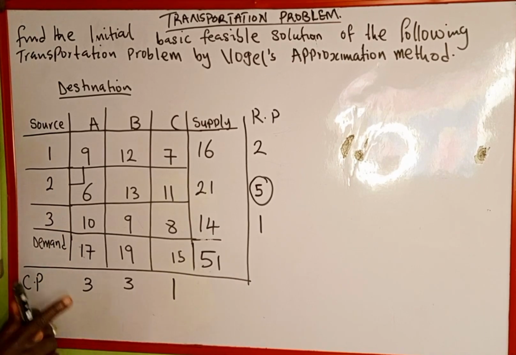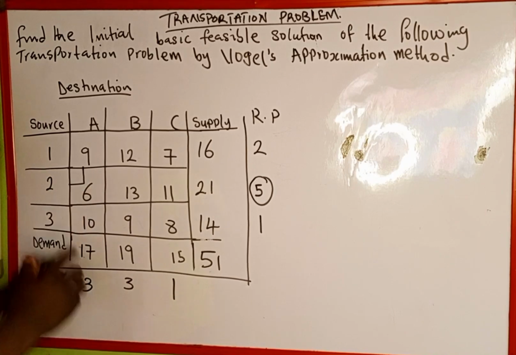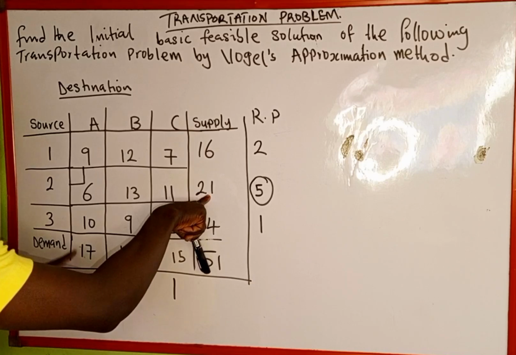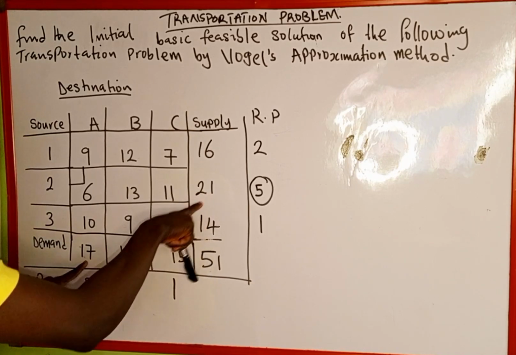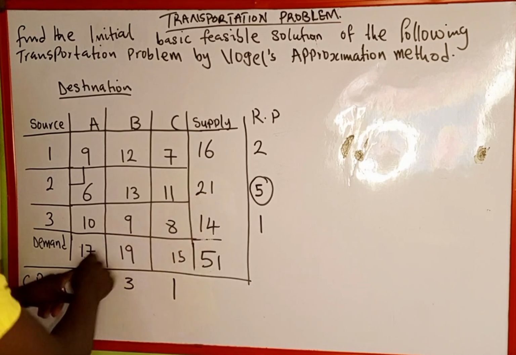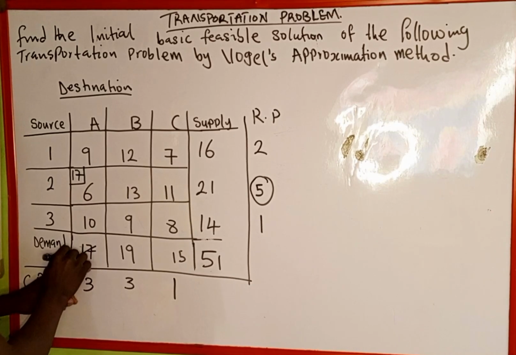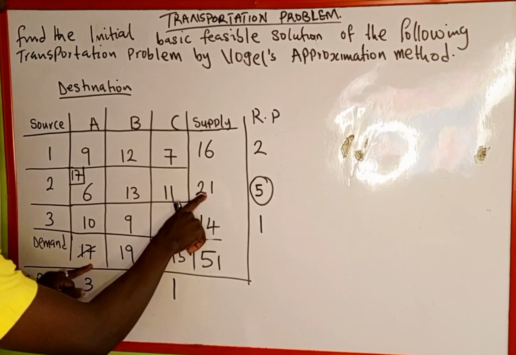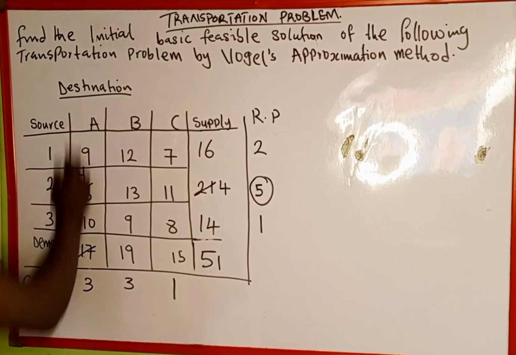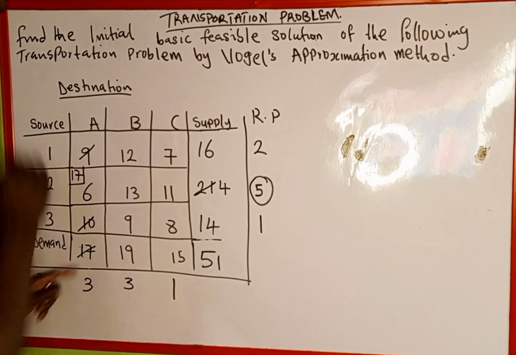Now, the next thing we're going to do is to consider the supply and the demand corresponding to this 6. The supply corresponding to this 6 is 21 and the demand is 17. Between 17 and 21, which one is the minimum? 17 is the minimum. Then we supply 17, and this place is going to be 0. Then 21 minus 17 is going to be 4, so this place is going to be 4. Now that we supplied the whole of 17 here, we delete this column.